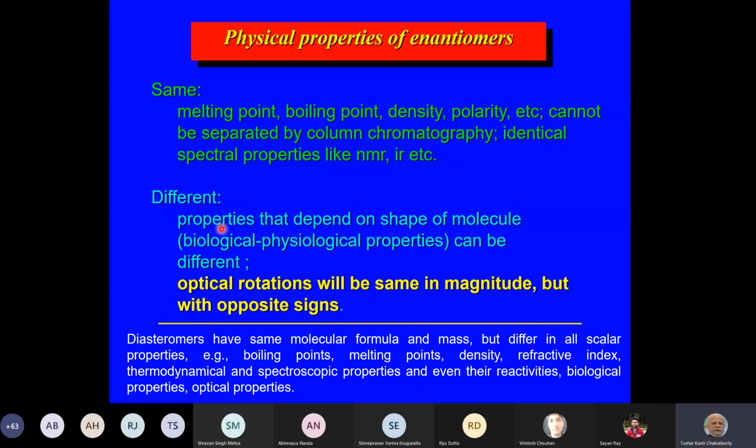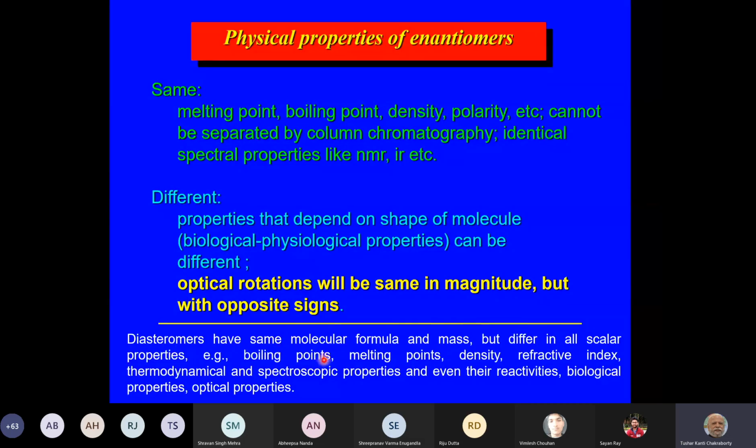So if one isomer rotates the plane polarized light in one direction, the other enantiomer will rotate it in the opposite direction. Suppose one enantiomer has a rotation of plus 30 degrees, the other one will be minus 30 degrees. So they will be the same magnitude, but completely opposite in direction. So we'll come to that, optical properties.